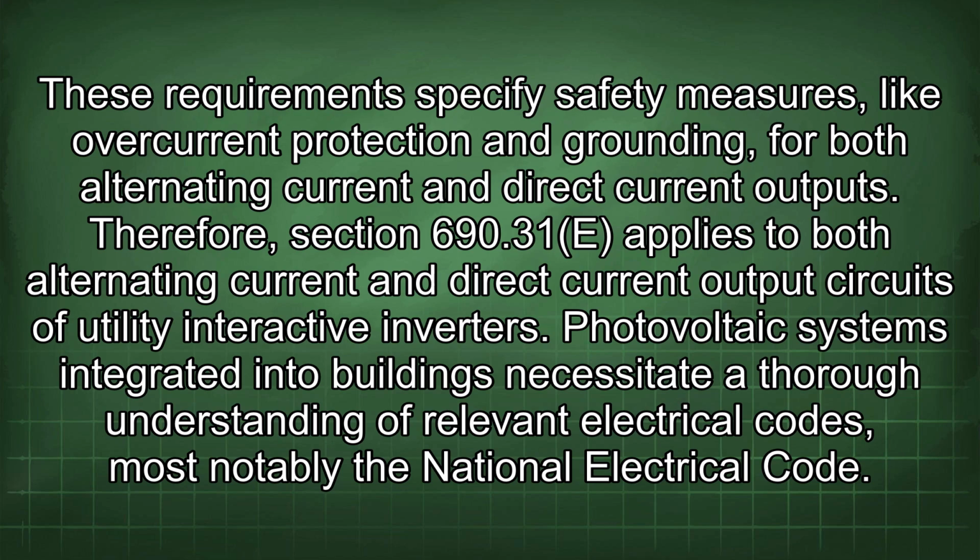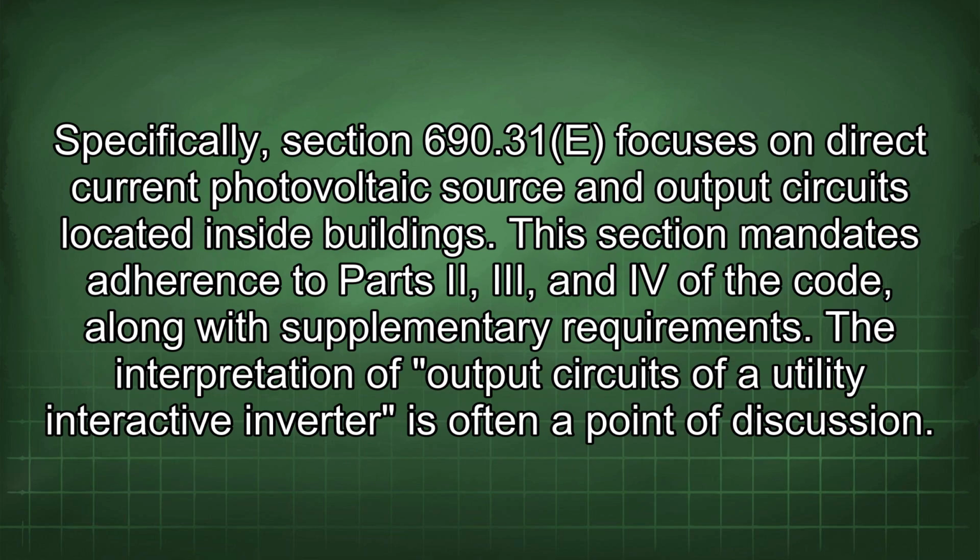Photovoltaic systems integrated into buildings necessitate a thorough understanding of relevant electrical codes, most notably the National Electrical Code. Specifically, section 690.31 focuses on direct current photovoltaic source and output circuits located inside buildings. This section mandates adherence to Parts II, III, and IV of the Code, along with supplementary requirements.